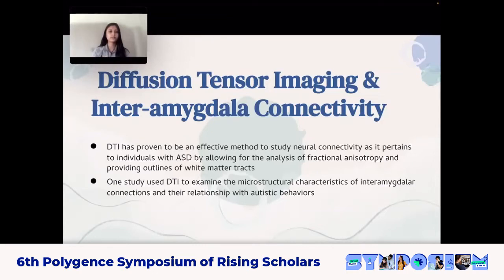Since DTI is an effective way to study neuroconnectivity, one study used this technique to examine the microstructural characteristics of interamygdalar connections and how they pertain to characteristics of autism. In this study, elevated mean diffusivity confirmed reduced densities of white matter tracts linking the right amygdala to the right cortex. Individuals with this elevated mean diffusivity actually had poor emotion recognition scores in certain tasks, to tie back to the whole autistic behaviors portion.